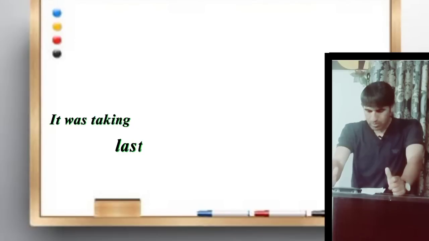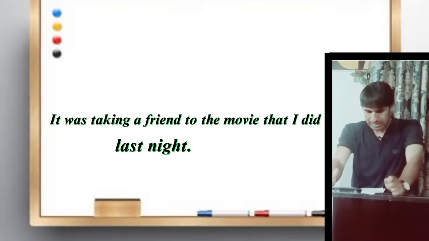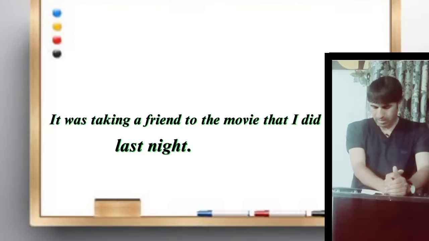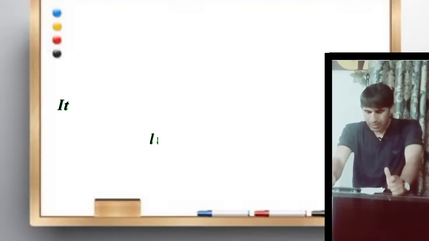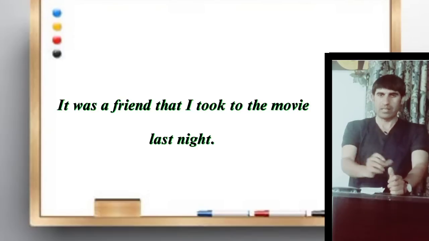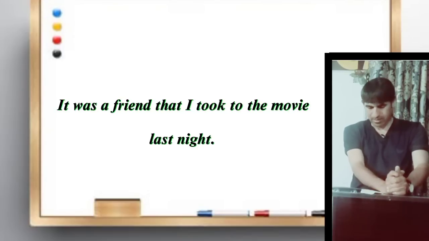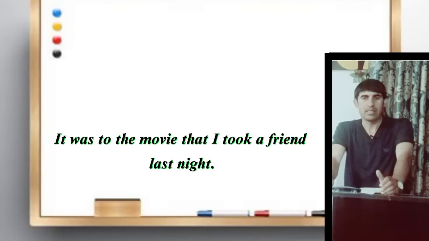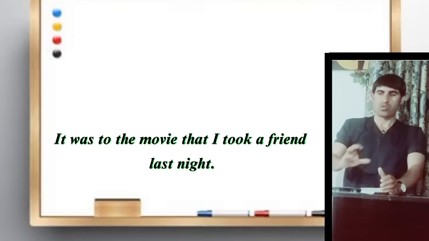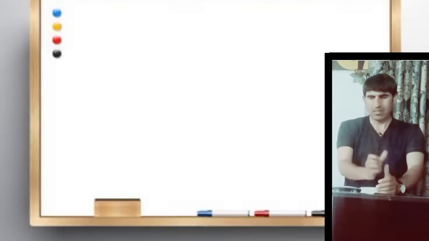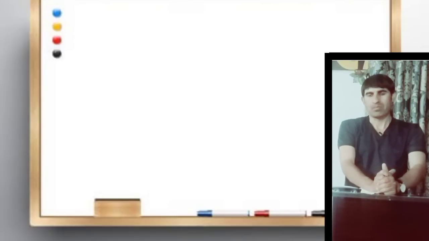Number three, "It was taking a friend to the movies that I did last night." Now the focus is shifted towards taking. Number four, "It was a friend that I took to the movies last night." The shift right here is on the friend, and our last sentence is, "It was to the movies that I took a friend last night." Now in this sentence, our focus clearly lies on the movies. So switching words across the sentence can shift the focus towards the main words of the sentence.